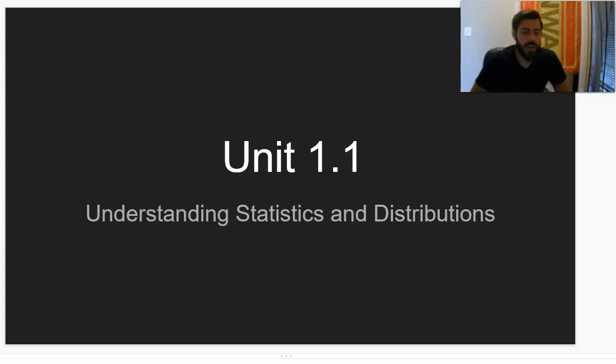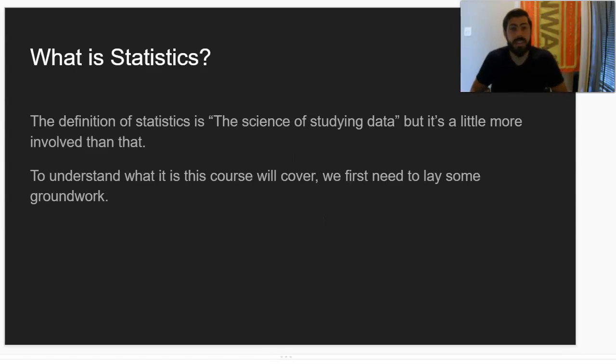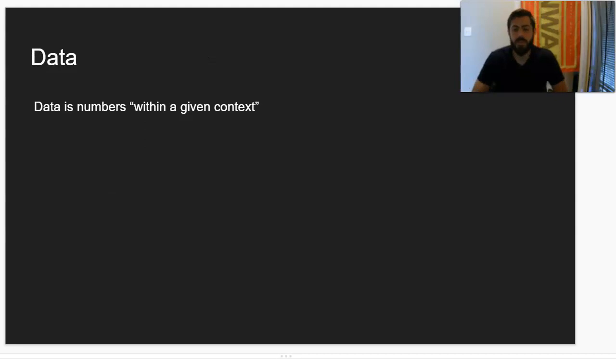The first thing we're going to do is go through and learn some definitions. What is statistics? The definition of statistics is the science of studying data. So first, what is data? Well, data is numbers given within a context, right?